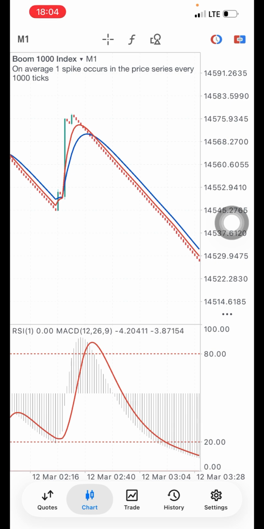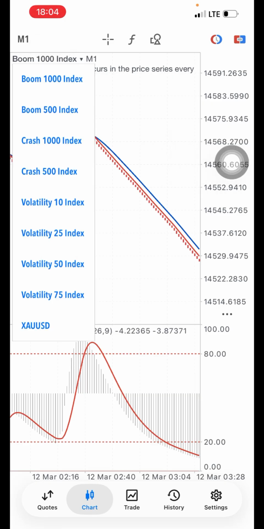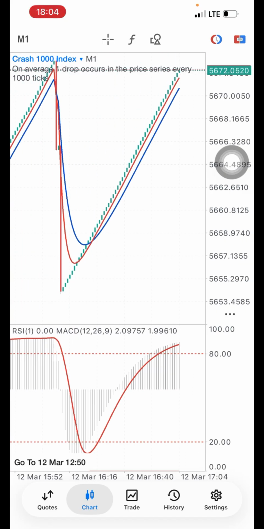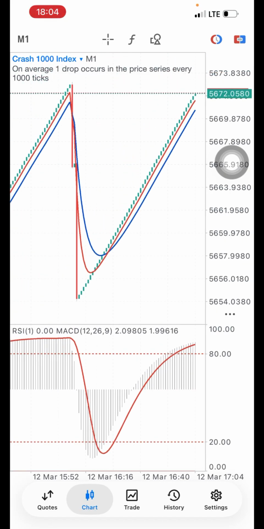So this strategy also works on the crash market, and it mostly works on the Boom 1000 and Crash 1000. So you take note of that. You can see we are currently on Boom 1000 right now. So let me show you guys an example on the crash. You can see this is the crash market here where the strategy is working perfectly fine also.